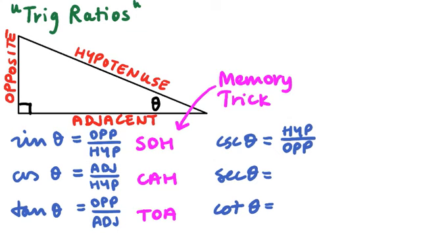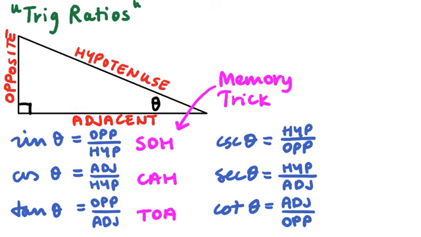Secant is the opposite of cosine. It's hypotenuse over adjacent. And cotangent is the opposite of tangent. That's adjacent over opposite.